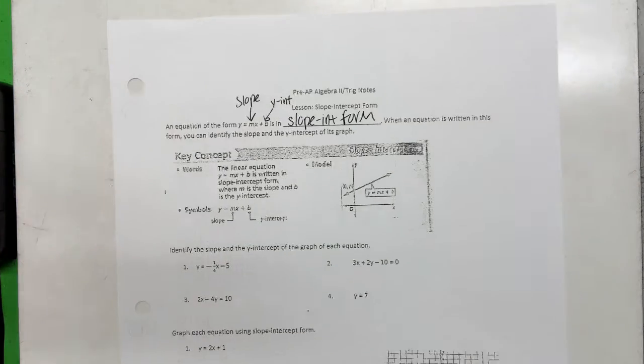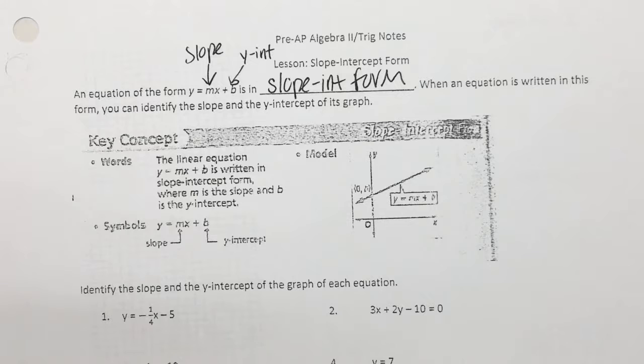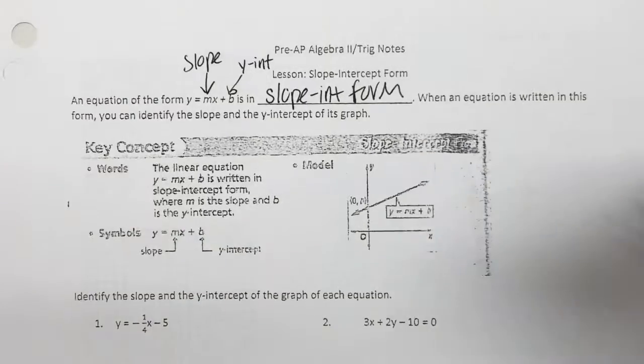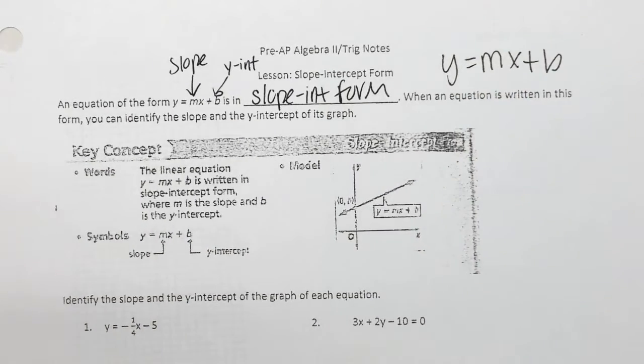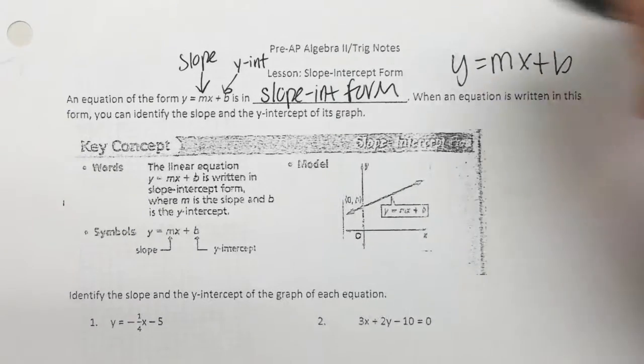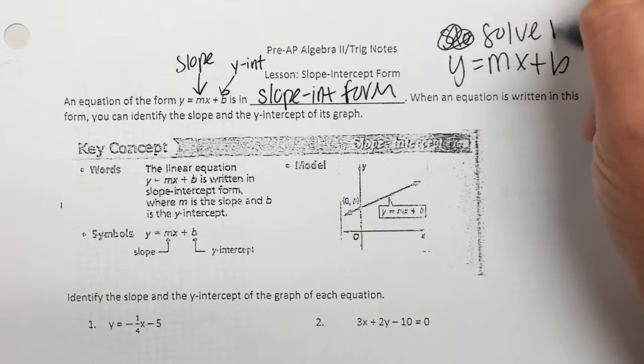Pretty much when you put equations in slope-intercept form, you're basically solving for what? What's by itself in slope-intercept form? Y. You're just solving for y. That's what it means to put it in slope-intercept form. Solve for y. I'm going to put that up here. Solve for y.